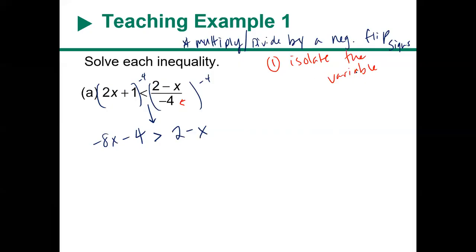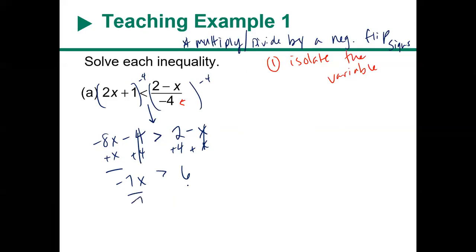I'm going to continue to isolate the variable. So I need to get x by itself. So going through all the steps to get x by itself, I'm going to add x, add 4, add 4. And that leaves me with -7x is greater than 6. That's because these two cancel out.